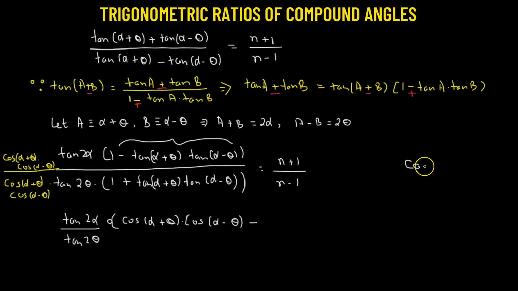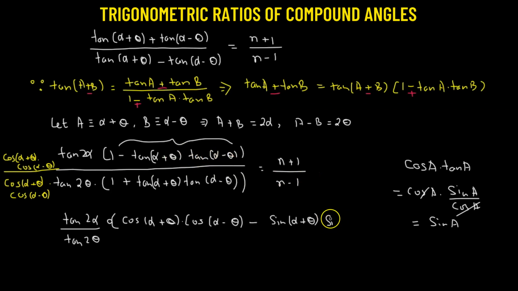In some sense, what we're doing is multiplying cosine of an angle A to tangent of angle A. We know that the tangent function is the ratio of sine over cosine, so the cosine gets factored out and we are left with only the sine function. That means cosine alpha plus theta times tangent alpha plus theta gives us sine alpha plus theta. Similarly, cosine alpha minus theta times tangent alpha minus theta gives us sine alpha minus theta.